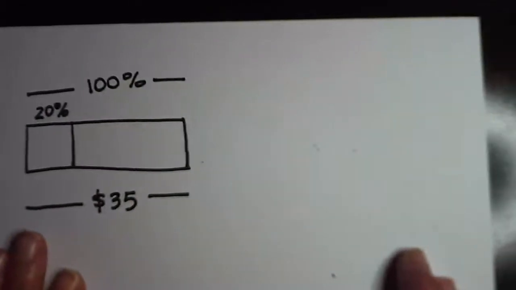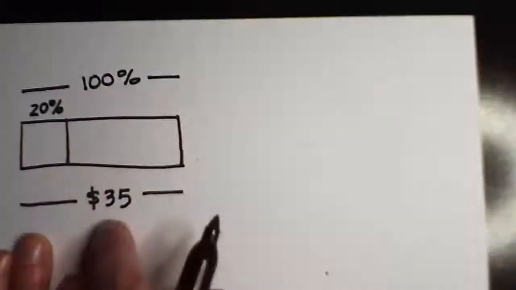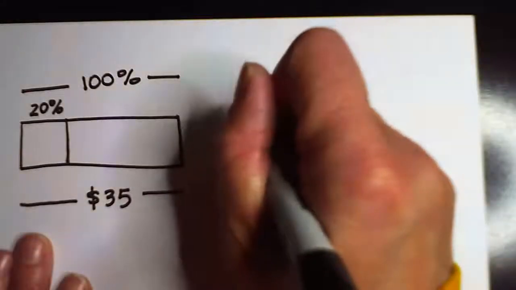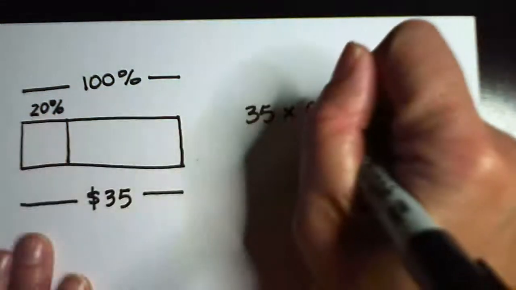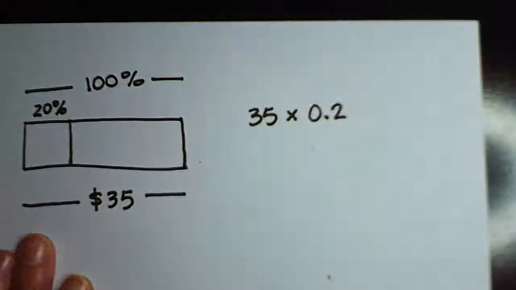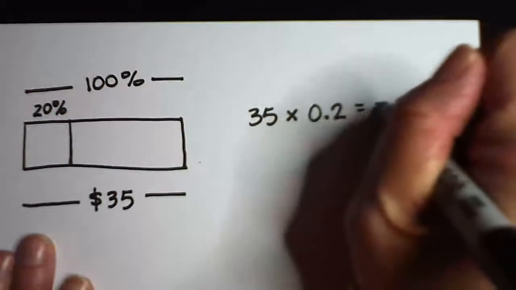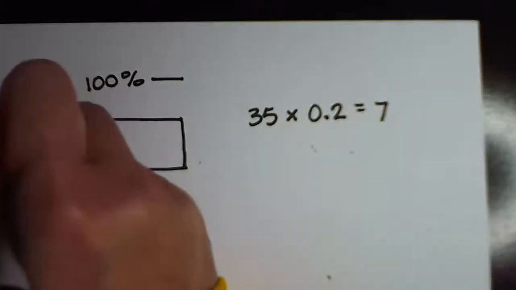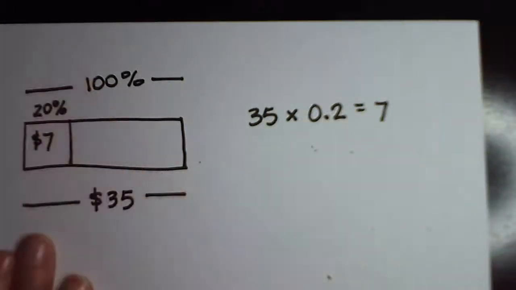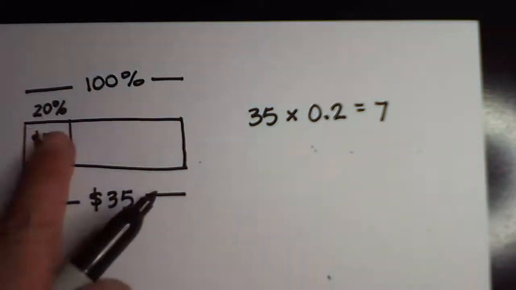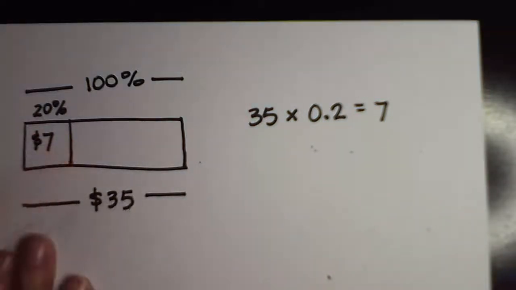One of the ways that I have taught you how to do that is to take 35 and multiply it by the decimal form of 20%, which is 2/10 right here. And so if I take 35 times the decimal form of 20%, I actually get 7. And so $7 is the amount that I'm taking off of the price of the dress. That's going away. I don't have to pay that because I have a coupon.